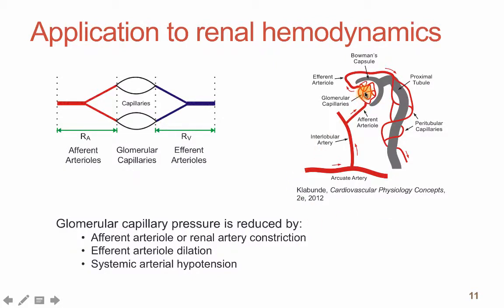Glomerular capillary pressure would be reduced if we have afferent arteriolar constriction. If this vessel constricts, that would increase the precapillary resistance. If you increase the precapillary resistance, that will reduce the pressure downstream in the capillaries. Or if you have renal artery constriction.